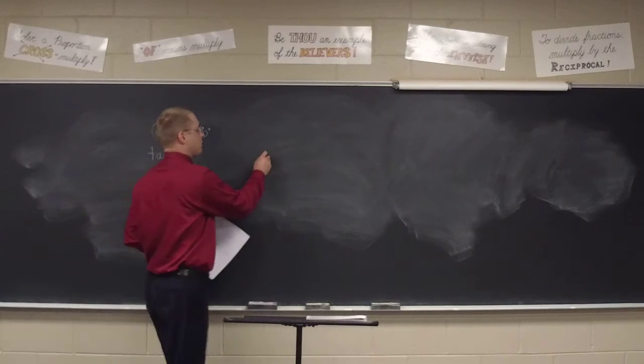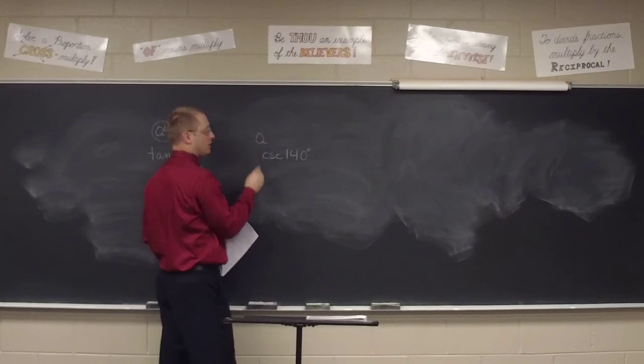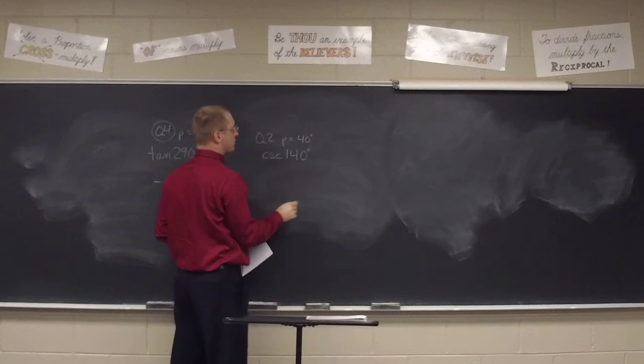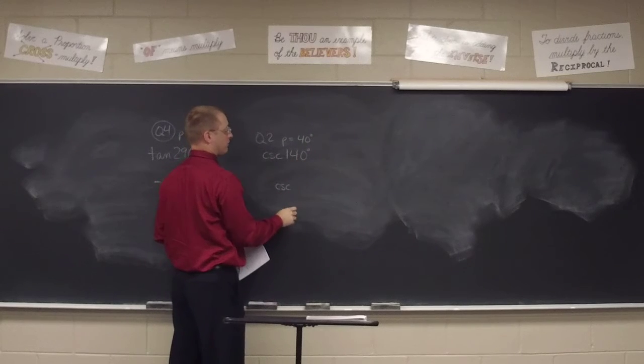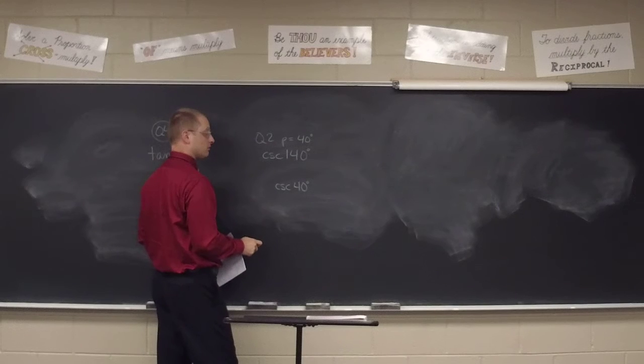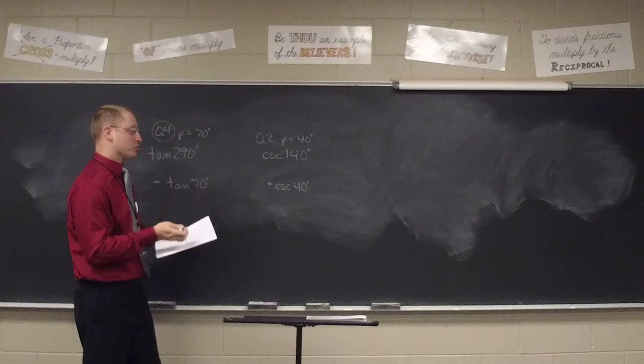Look at the next one, we have the cosecant of 140 degrees. Same thing, start with the quadrant and the reference angle. So we can write this as the cosecant of 40, but ASTC says it is positive. Quadrant 2, cosecant, remember, goes with sine.